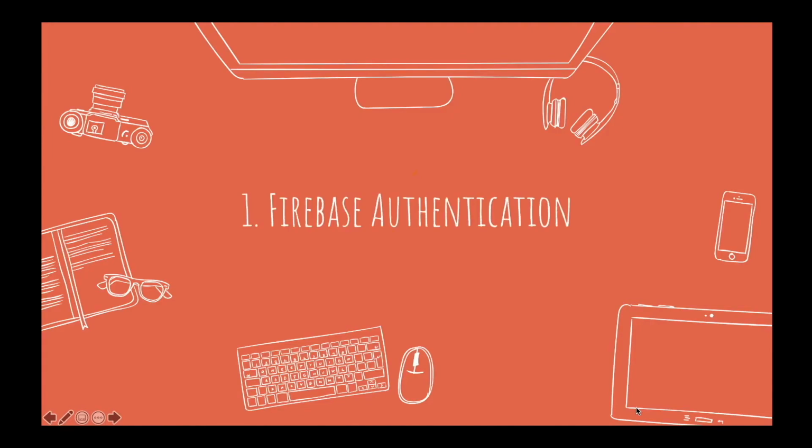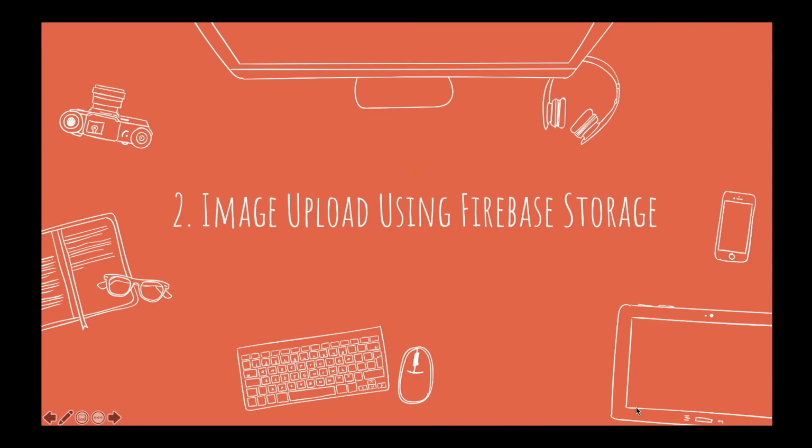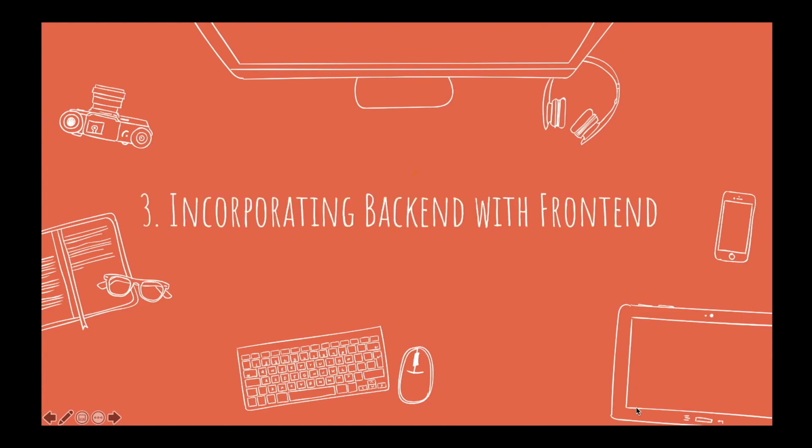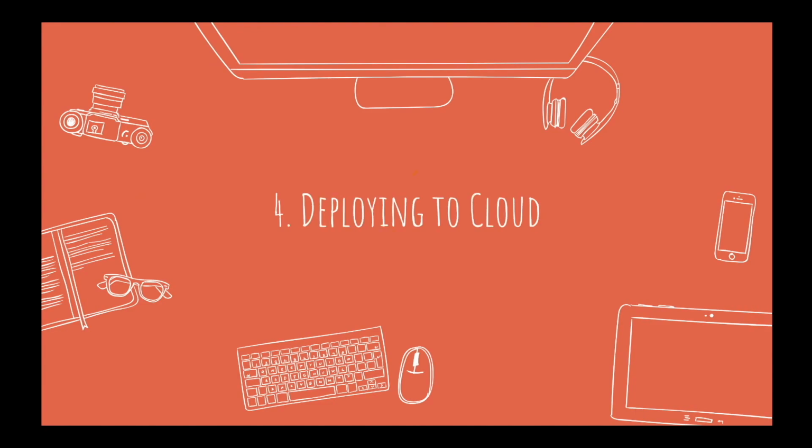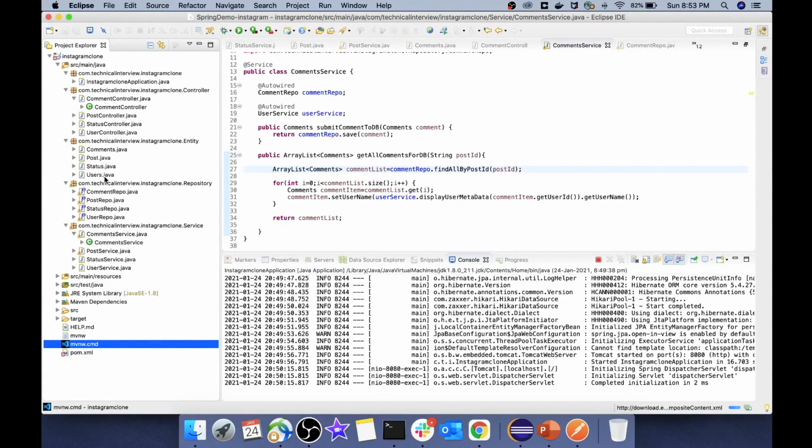In our next video we will learn how to incorporate the Firebase authentication system for user login. Number 2, we will learn how to use Firebase storage for uploading images in our Instagram. And number 3, we will be persisting and retrieving all our data, which will be coming from our front end, into our database. After that we will be deploying the entire full stack application, the front end as well as the back end, in our cloud server so that everything works flawlessly.